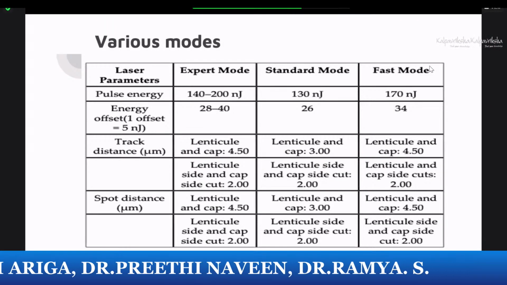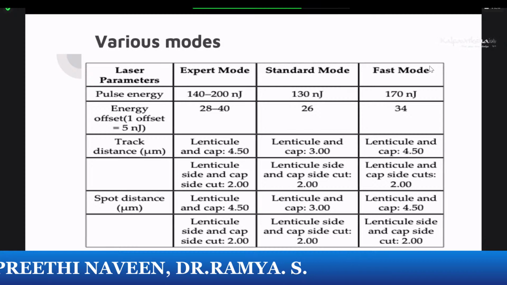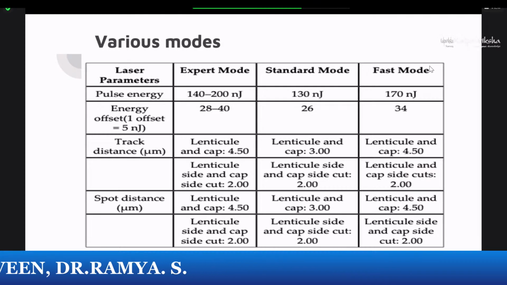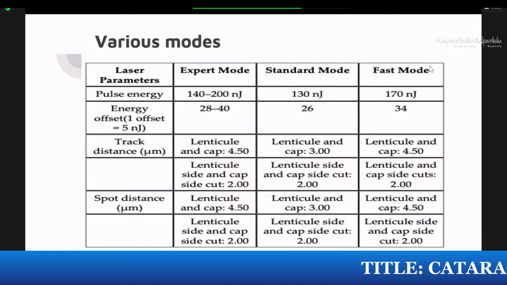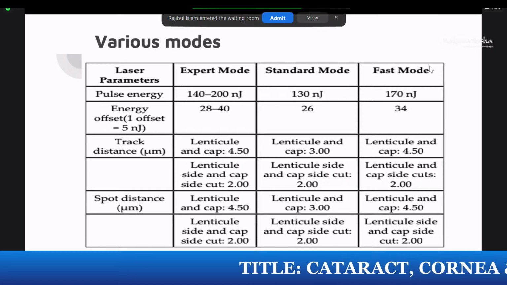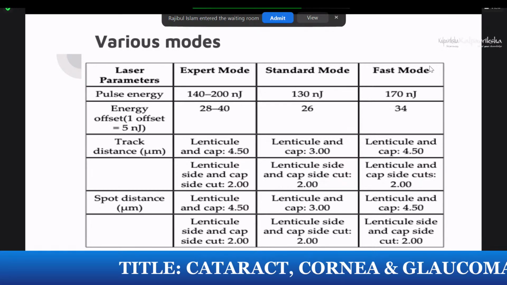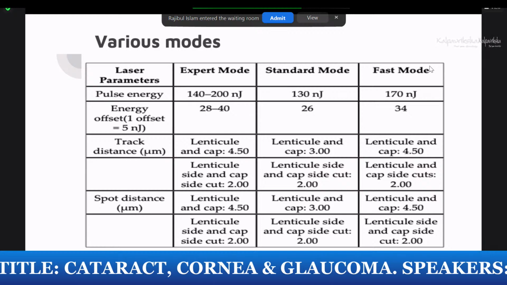The various modes available in the SMILE machine are the expert mode, standard mode, and the fast mode. The pulse energy varies between these modes: in expert mode, we have 140 to 200 nanojoules, standard 130 nanojoules, and fast mode is 170 nanojoules. Energy offset is 28 to 40 in expert mode, in standard mode it is 26, and in fast mode it is 34.